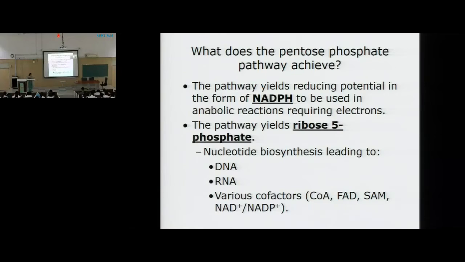So what all can be synthesized? There are two main components which are synthesized here. One is NADPH and the other is ribose 5-phosphate. So ribose 5-phosphate will be required for nucleotide biosynthesis, and NADPH has important functions in the body.